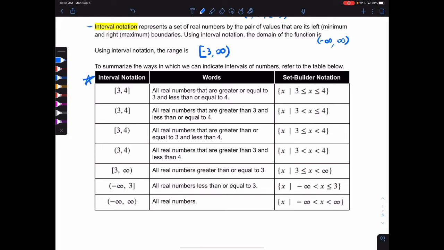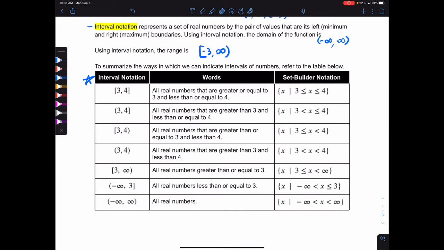Again, interval notation will be used far more frequently. You'll see set builder notation, but it tends to be a little bit more cumbersome. Interval notation, very straightforward. And if you look at this bottom one, I want to point that out. All real numbers, right? We'd have -infinity to +infinity. We talked about that with our domain.